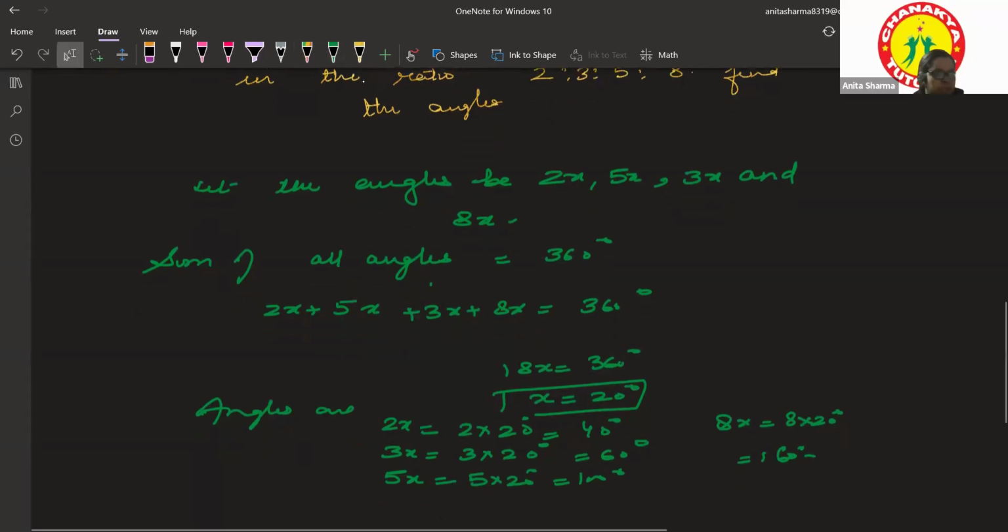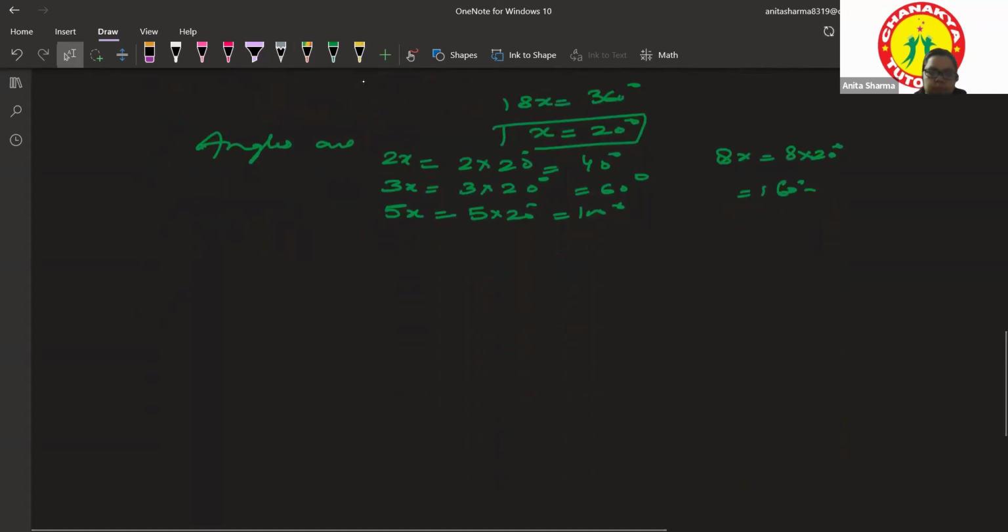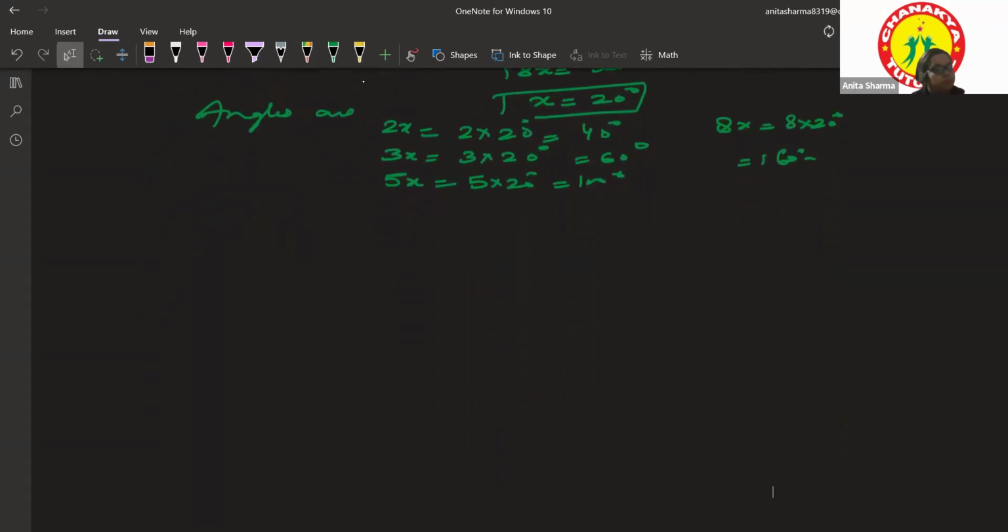Now next question is, suppose a figure is given like this.